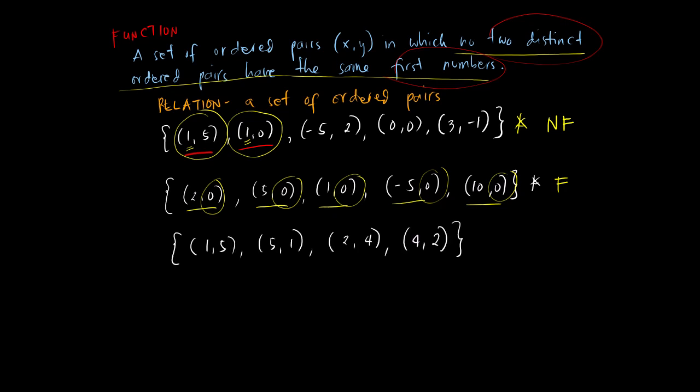What about the third example? If you try to look at the first two ordered pairs, the first number in the first ordered pair is the second number in the second ordered pair. Do we consider this a function or simply a relation? Again, we go back to the very definition of a function. Do we see any two ordered pairs that have the same first numbers? Look at the first numbers. We have 1, 5, 2, 4. No two of them have the same first numbers, so we consider this a function.